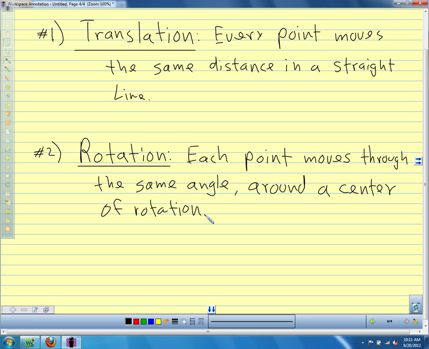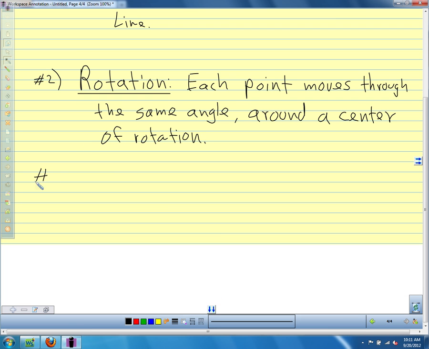So our second, we had a translation. Every point moves the same distance in a line. Second one, we move around the center of rotation through the same angle. And our third one, we said was called what? When our point went across the line? A reflection. Our third transformation was a reflection. And on a reflection, each point moves across a line.